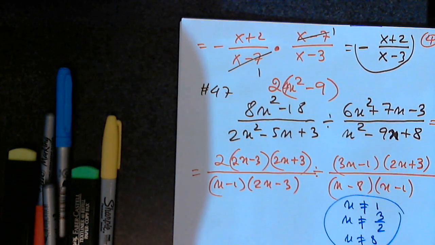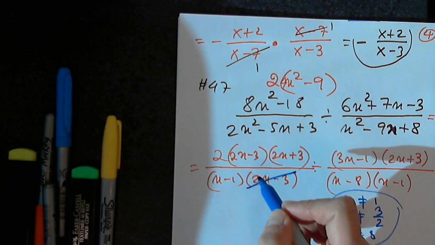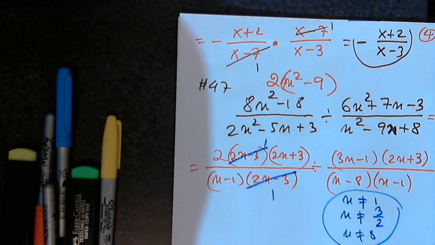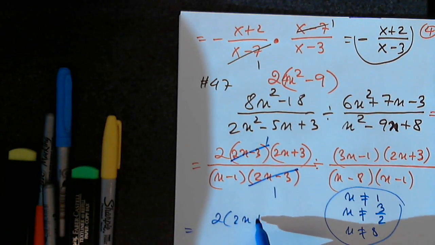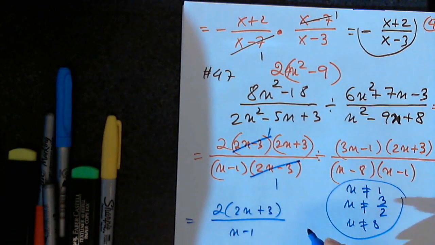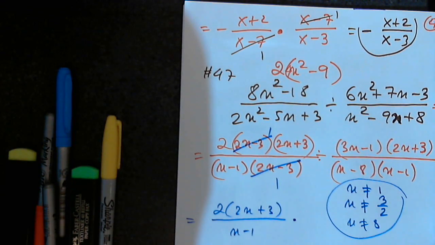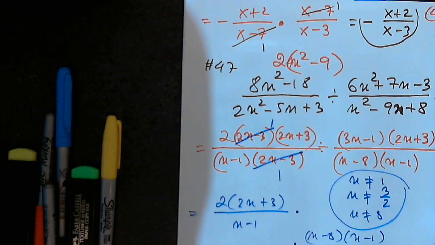Yes? Perfect. Now, locally, or each fraction by itself, I can simplify, and I will. Because I don't want to carry this again. I already stated restriction. It can go away. So then I have 2n plus 3 divided by n minus 1. And now I'm ready to multiply it. I just don't have enough room here. Multiply it by n minus 8, n minus 1, 3n minus 1, and 2n plus 3.